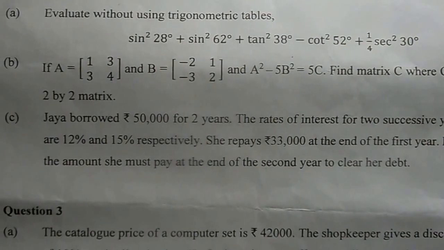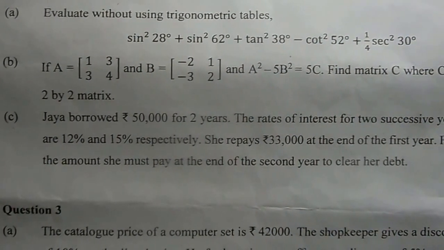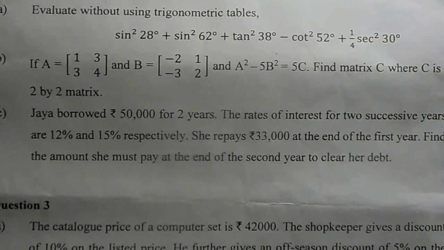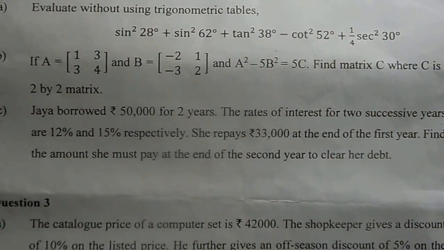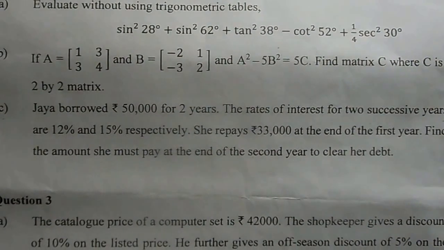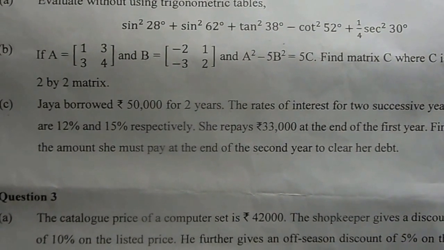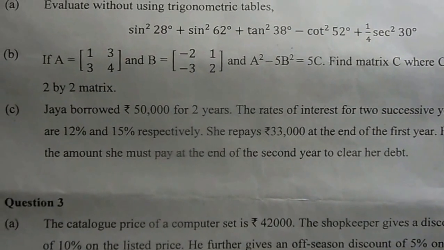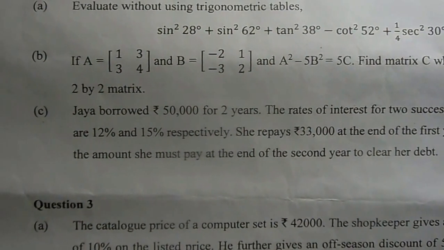Question number C. Okay, Jaya borrowed rupees 50,000 for 2 years. The rates of interest for 2 successive years are 12% and 15% respectively. She repays 33,000 at the end of the first year. Find the amount she must pay at the end of the second year to clear her debt. Okay, so this is a question from compound interest, I guess.